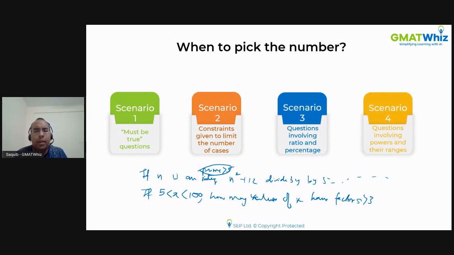Lastly, the questions which involve power and ranges. Now, if some of you have gone through the algebra module, maybe especially exponents and inequality, you will realize that when you're dealing with the number line and powers, most of the powers follow a very symmetrical, a very standard approach.